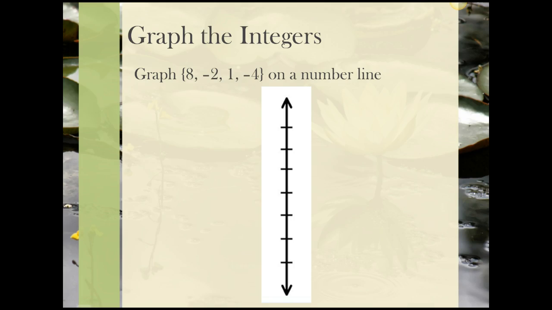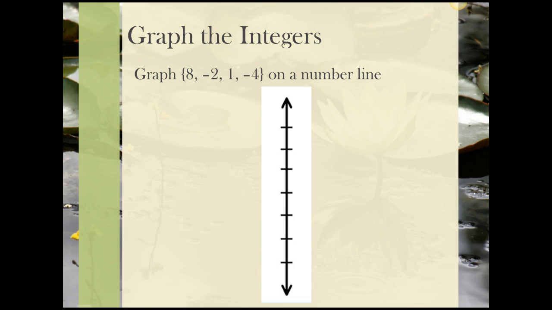Number lines can also be vertical. Let's graph 8, -2, 1, and -4 on the number line given. My largest value is 8 and my smallest value is -4. So it's not going to fit on the number line if we go by ones. We'll have to think of another way to number our number line. We could go by 2s, by 3s, by 4s, whatever will work with the numbers. I'm going to try going by 2s and label my number line.